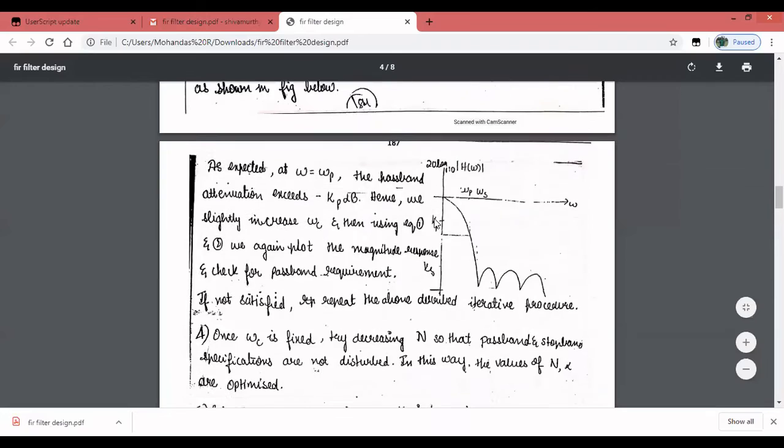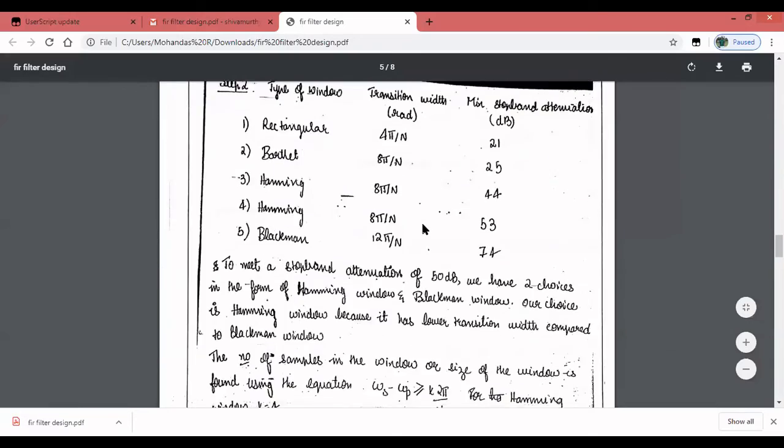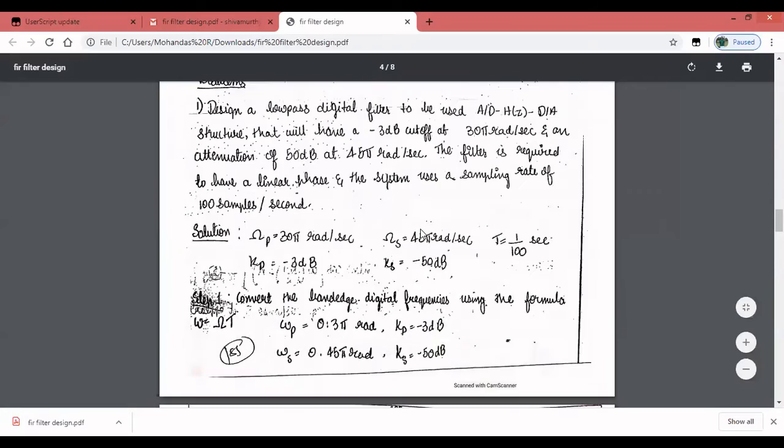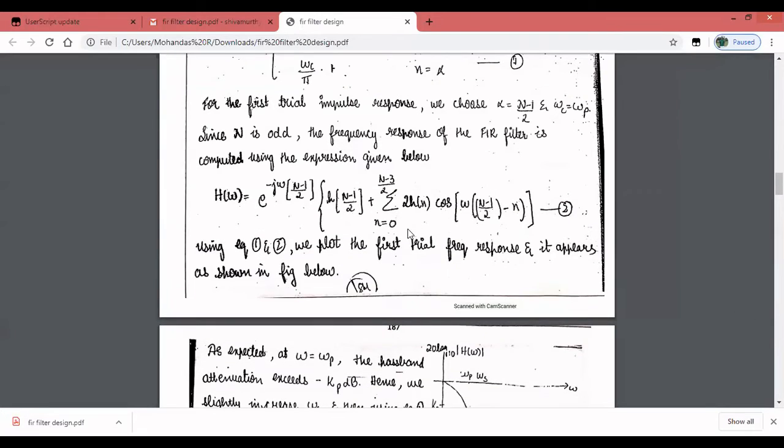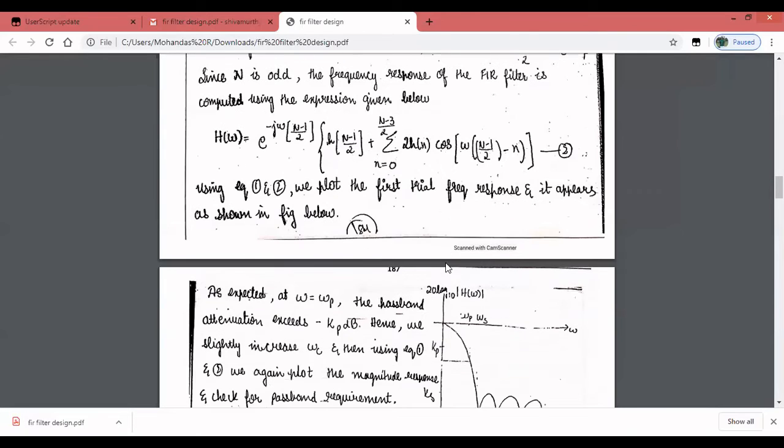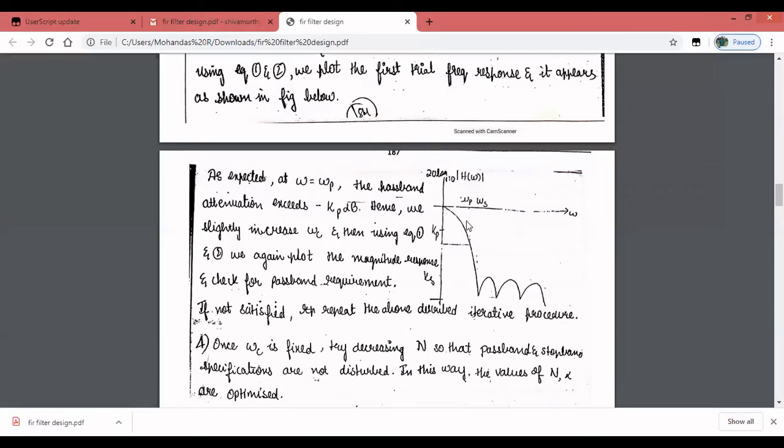Okay, yes, the same formula I'll be considering here, and I'll be trying to do it with what we can call a trial and error procedure. Using the trial and error procedure with these two equations, I'm trying to plot the frequency response curve, and normally it will appear something like this, which we can see in this particular figure.